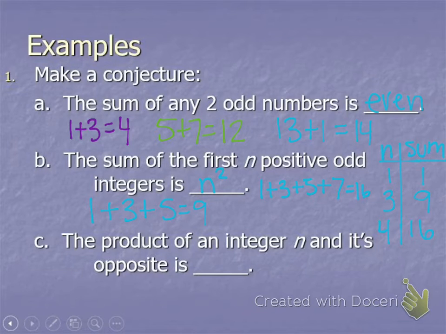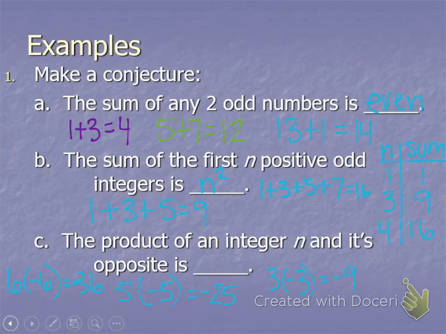The product of an integer and its opposite. So give me an integer. I think I heard 5. What's its opposite? -5. And product means we want to do what? Multiply them. What's 5 times -5? -25. Okay, somebody give me another integer. 3. What's its opposite? When I multiply them. Let's do one more. Give me another integer. 6. What's its opposite? And when we multiply them.